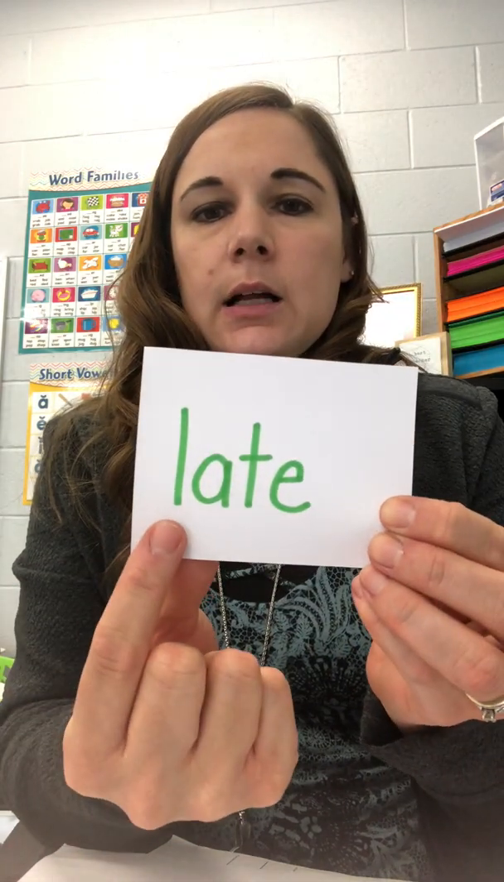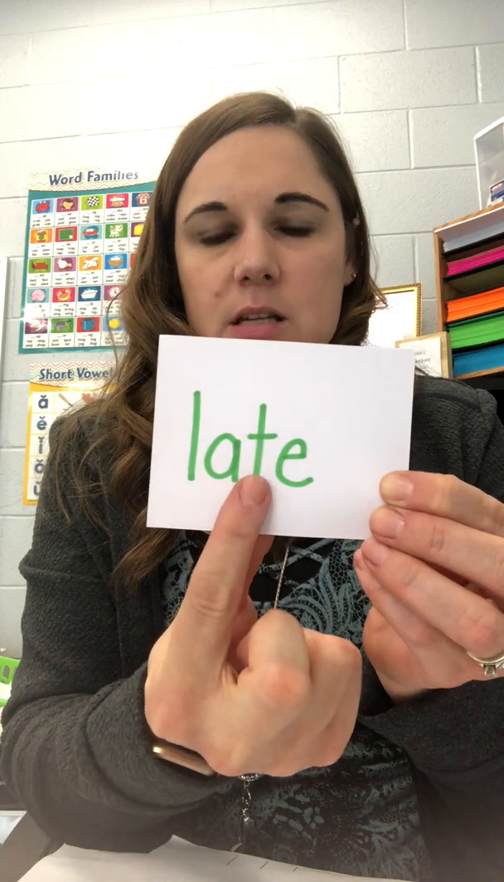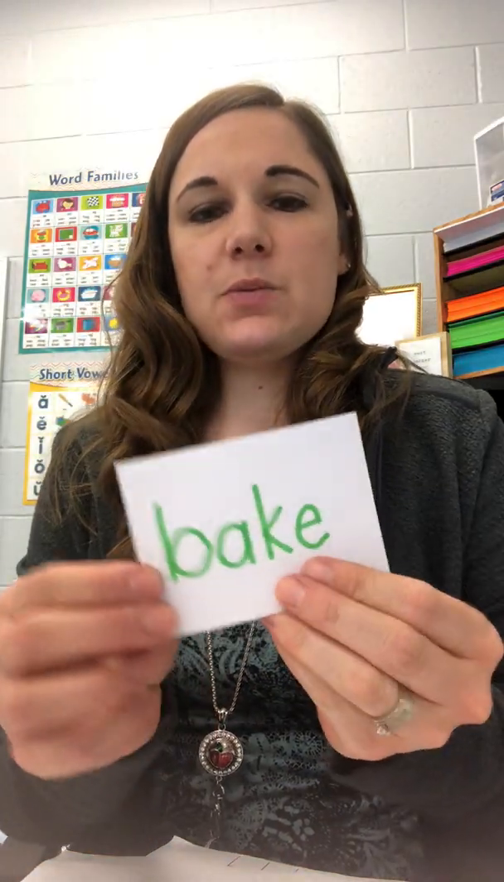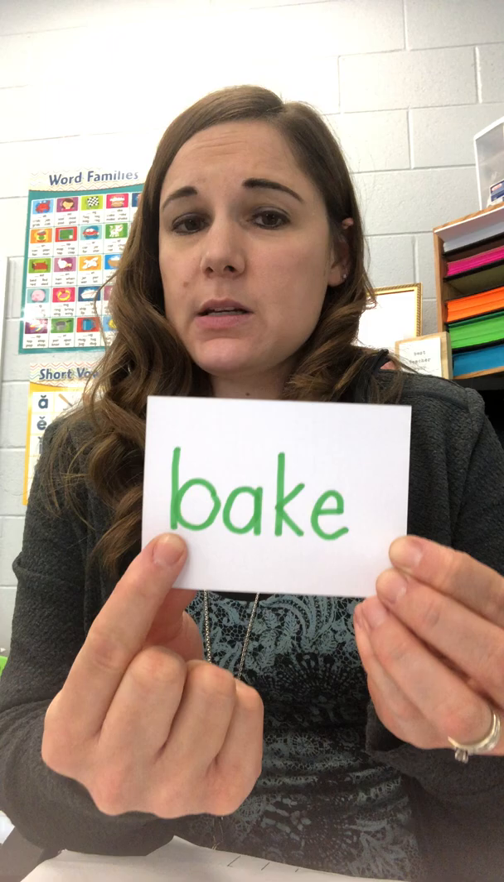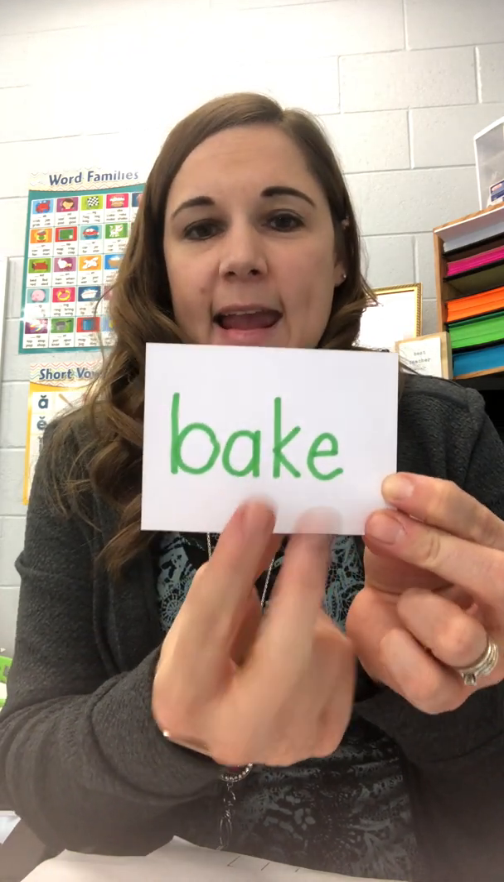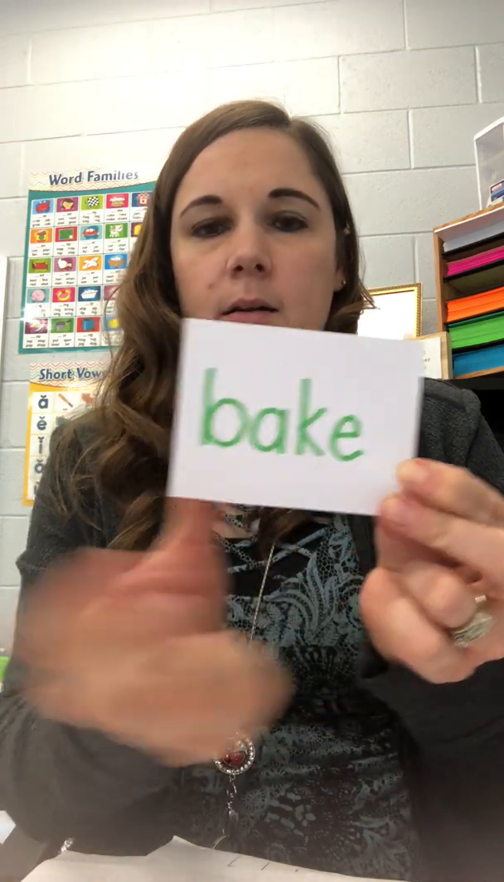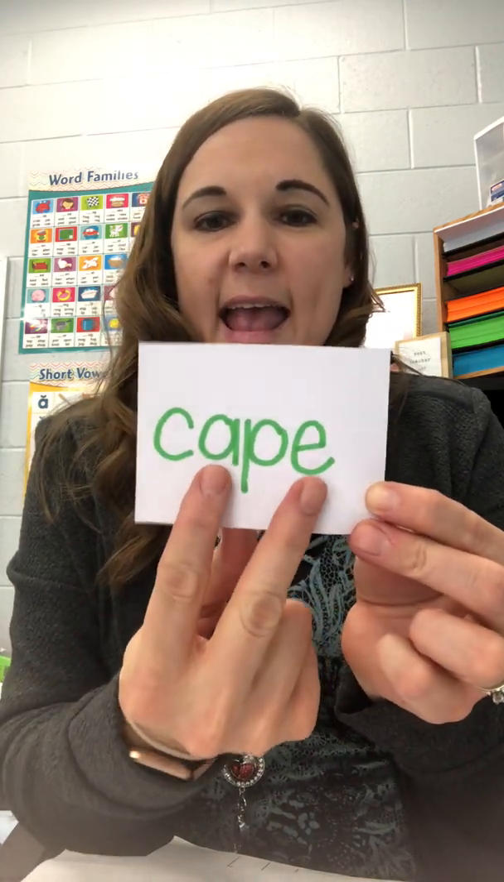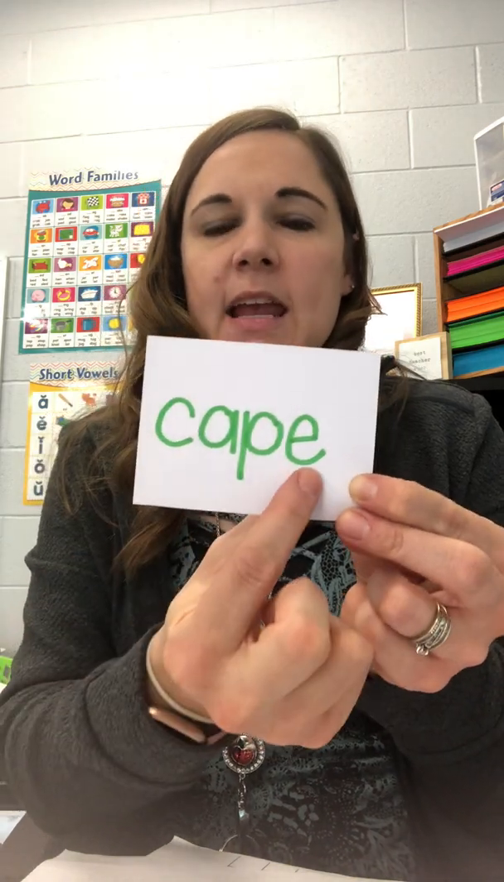Okay. Next one, boys and girls. Late. Late. Don't be late for school. Okay, and next one, ready? Is this a B or a D, boys and girls? That's right, it's a B. Ache. Bake. We will bake some brownies. And finally, our last one, ape. Cape. The superhero wore a cape.